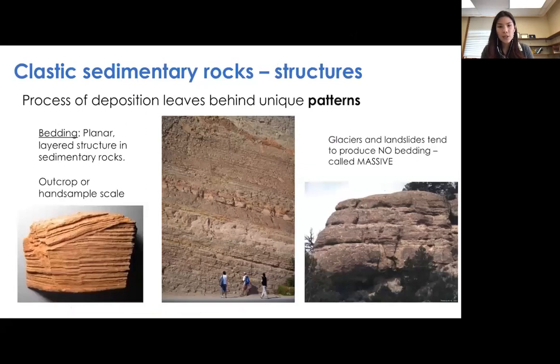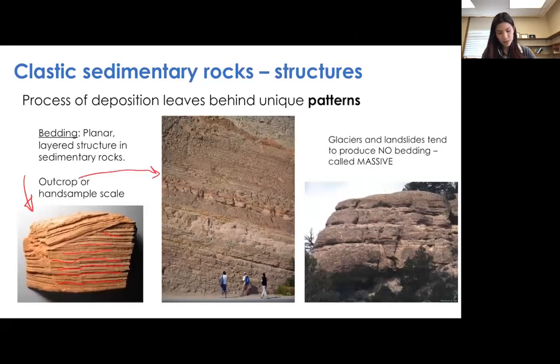Okay, so in addition to the size, shape, and sorting of the grains, we can also see patterns within the sedimentary rocks that give us clues to how they were deposited. The first of these patterns we want to talk about is bedding. Bedding is a planar layered structure that we see in sedimentary rocks. I'm showing you three scales of this here. On the far left is an outcrop or hand sample scale. You can see all of this layering in the sedimentary rock. Those are the individual beds.